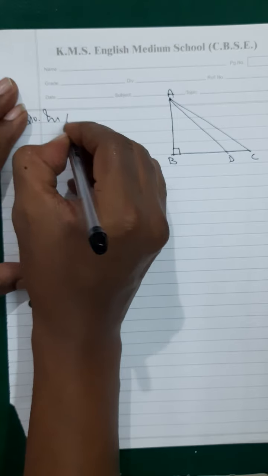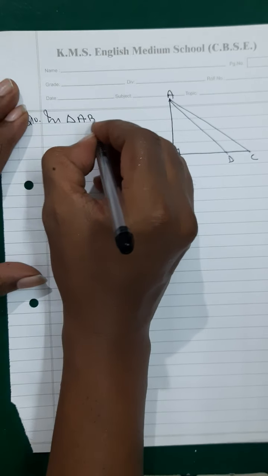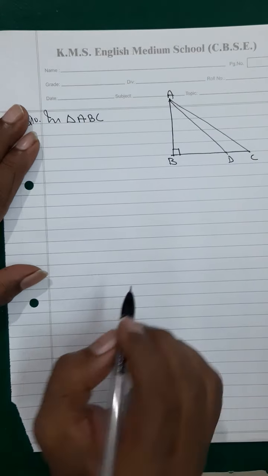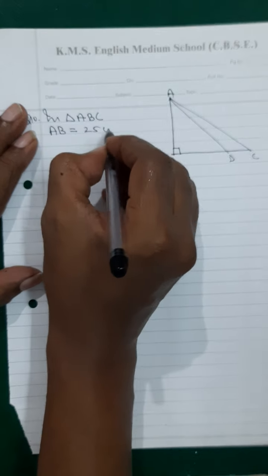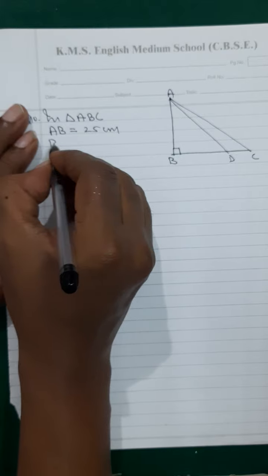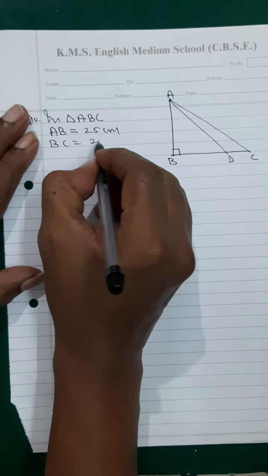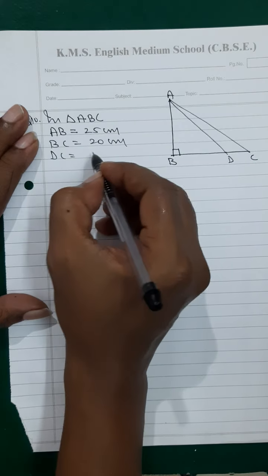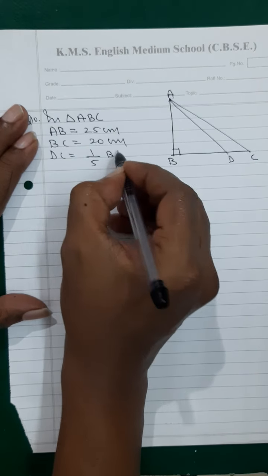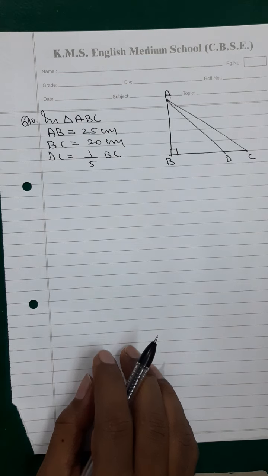They have given in triangle ABC, AB is equal to 25 centimeter, BC is equal to 20 centimeter, DC is equal to 1/5 of BC. What is the length of AD?